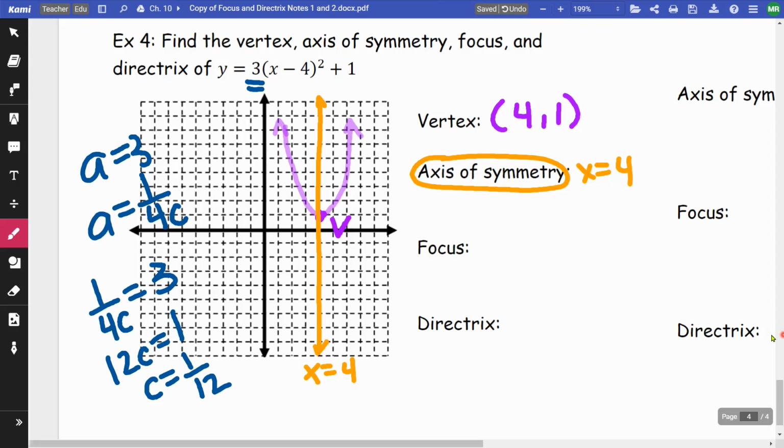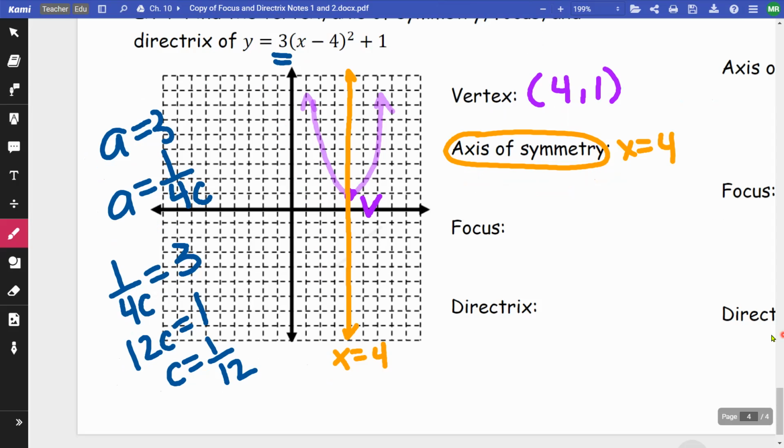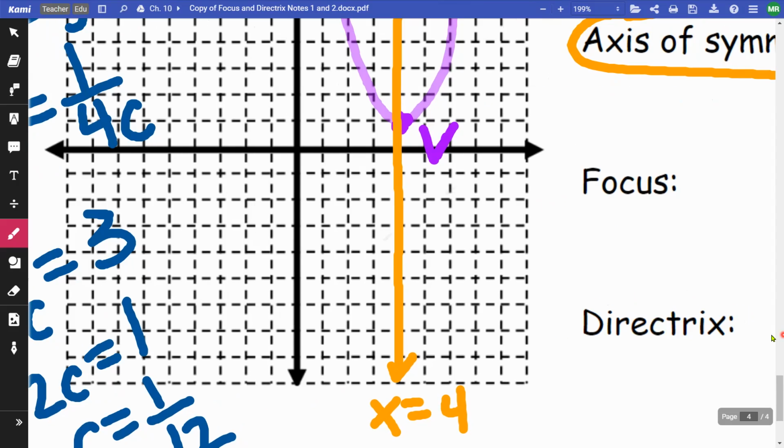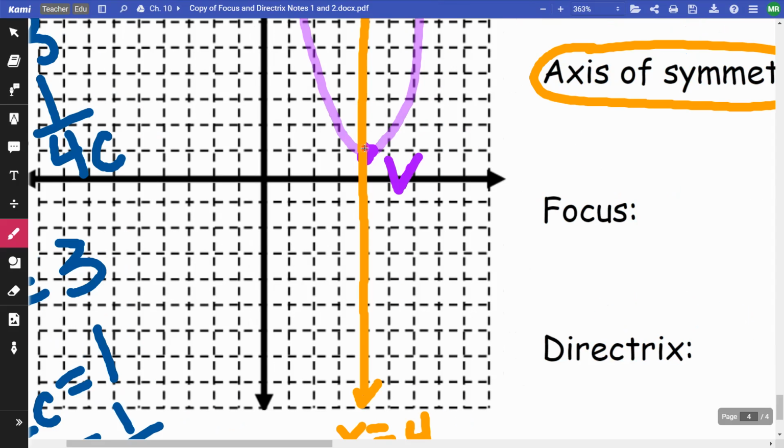Now, this is why I like to graph it so I understand where I am. Remember, c is the distance from your vertex to your focus. I'm going to zoom in for a sec. So here's my vertex. My focus has to be on this line inside the parabola. It is 1/12 above that vertex.